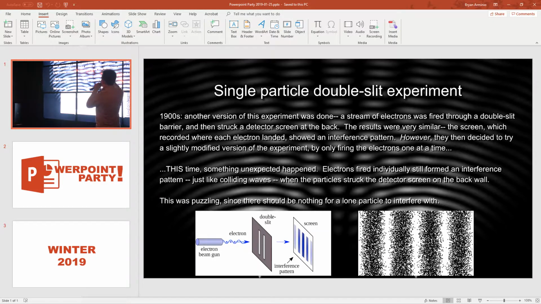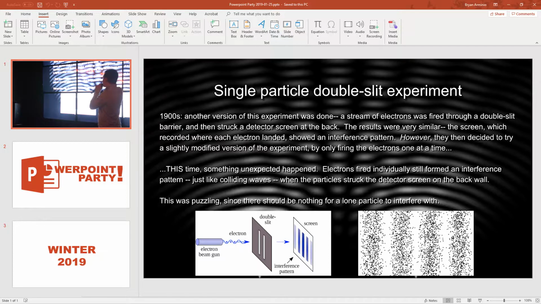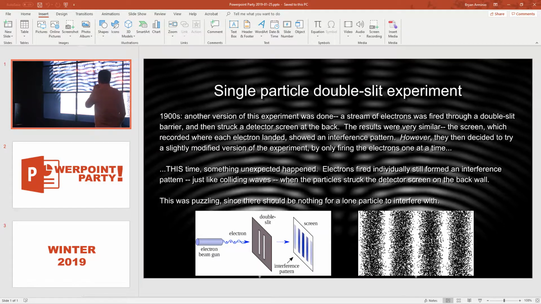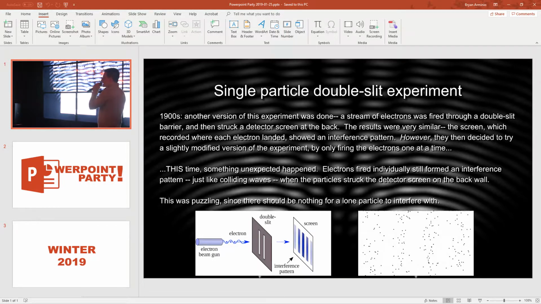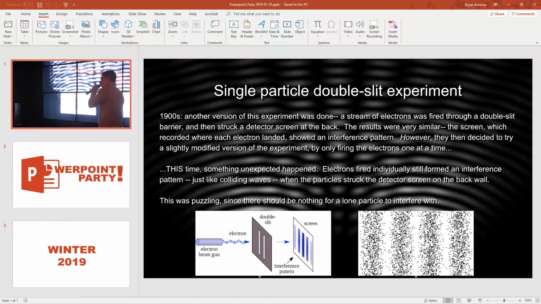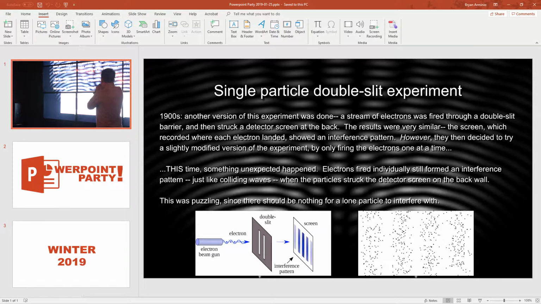All right, so in the 1900s, scientists decided to expand on this, and they did a version of it where they fired one electron at a time at a barrier with two slits in it, a double slit experiment, one at a time. And this actually ended up with an unexpected result. This also created an interference pattern, even though a single electron should not have anything else to interfere with. It shouldn't have, you know, like two waves colliding. That's not the situation here.